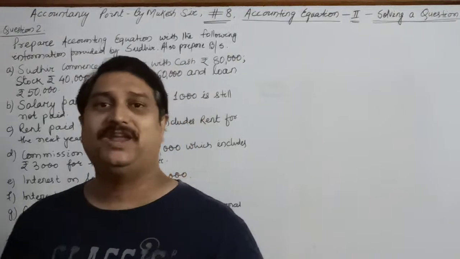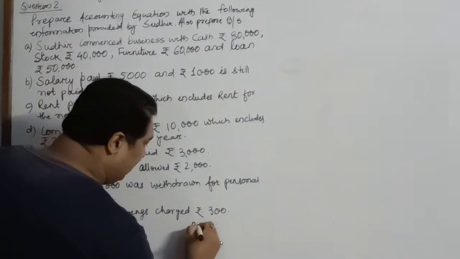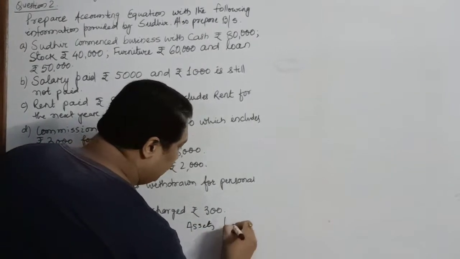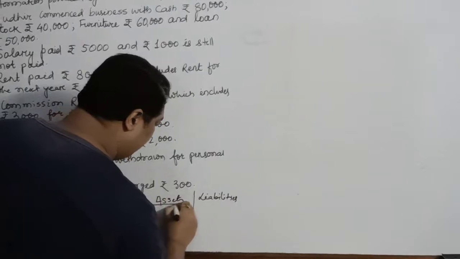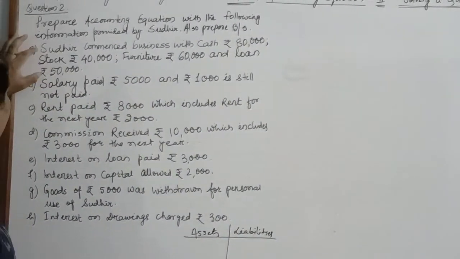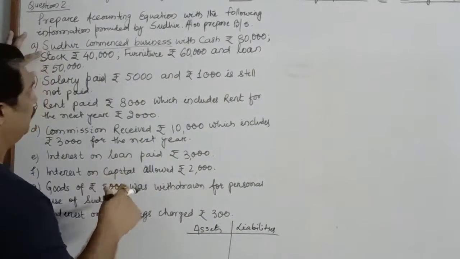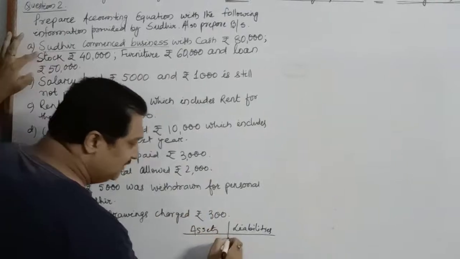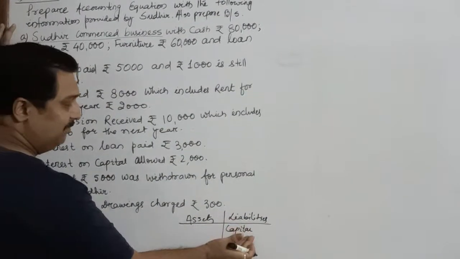Now children, as we know, the first thing which we are supposed to do is we will divide into two parts so that we can come to know how many columns we will need in our question. So what all things are happening over here? You can see Sudhir is starting business. So whenever a person starts business, that is called capital. Now that is your liability.